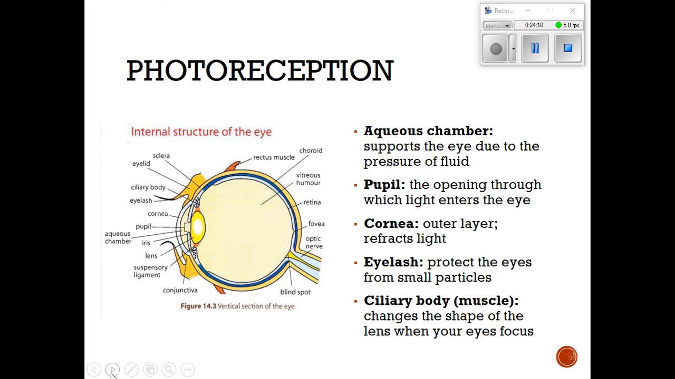Right under pupil. Cornea? Do you mean under pupil there or right here? Right there. So it says pupil, aqueous chamber, and then this line is pointing to iris. Yeah, you're welcome. Anyone else need to ask anything there?